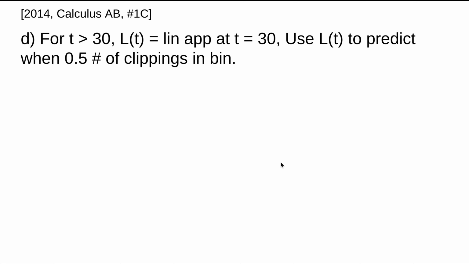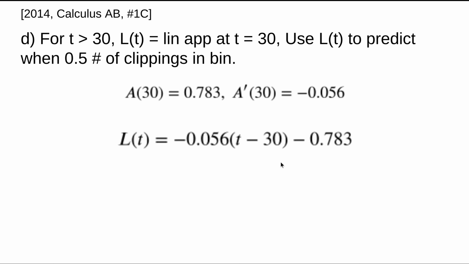In part D of the question, we have a linear approximation function to model the data for t greater than 30, and we are to use it to predict when there will be a half pound of clippings in the bin. All right, well, a of 30 is 0.783, and a prime of 30 is negative 0.056, which means we can write the equation of this linear approximation function. L of t is negative 0.056 times t minus 30 plus 0.783.